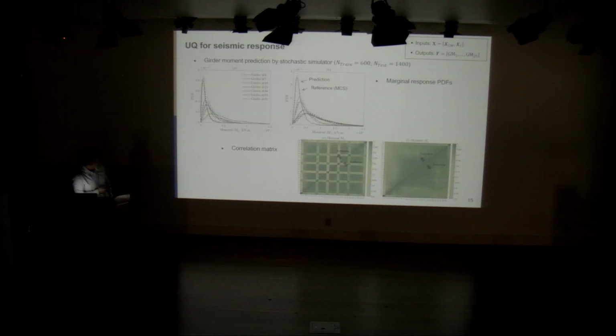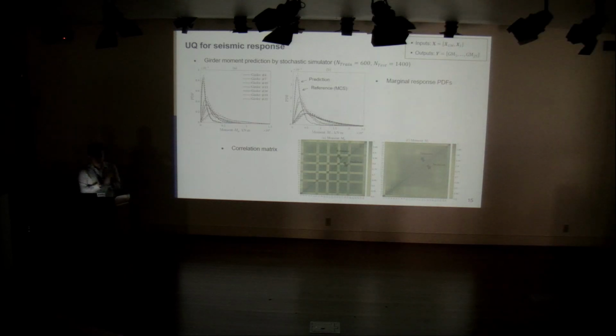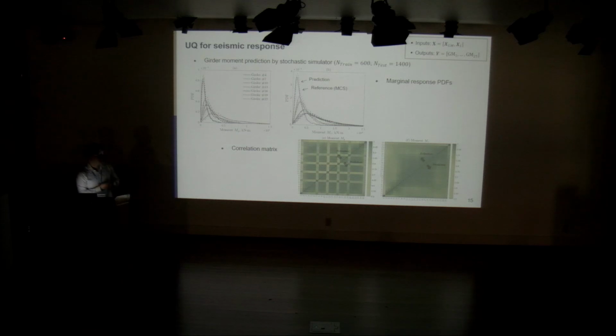And here's the UQ result for seismic response. This is the marginal response PDF, and this is the correlation coefficient matrix of the girder's bending moment in two axes, the y-axis and z-axis. In this figure, the stochastic simulator-based prediction results are compared with the brute force Monte Carlo simulation result. And we can find that the proposed simulator can capture the global behavior of the seismic response, such as the marginal PDF and correlation coefficient matrix.